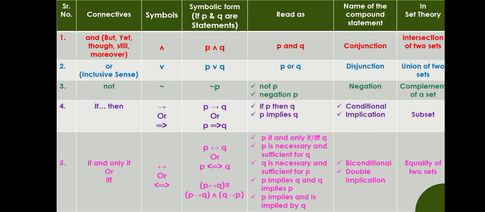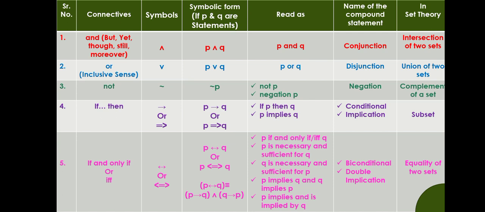The second one is or. In mathematics, the inclusive sense of or is used. We'll look into it in detail in a few minutes. Its symbolic form is P or Q, read as P or Q. The compound statement joined with or is called disjunction. In set theory, it is the union of two sets. The third one is not. Its symbolic form is not P, read as not P or negation P. It is the complement of a set.